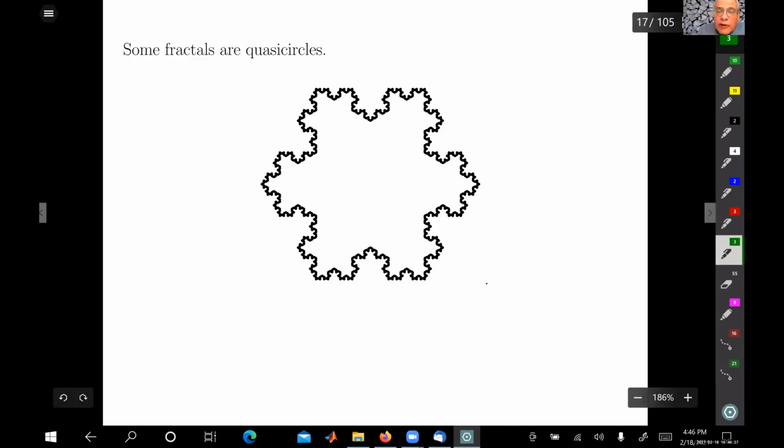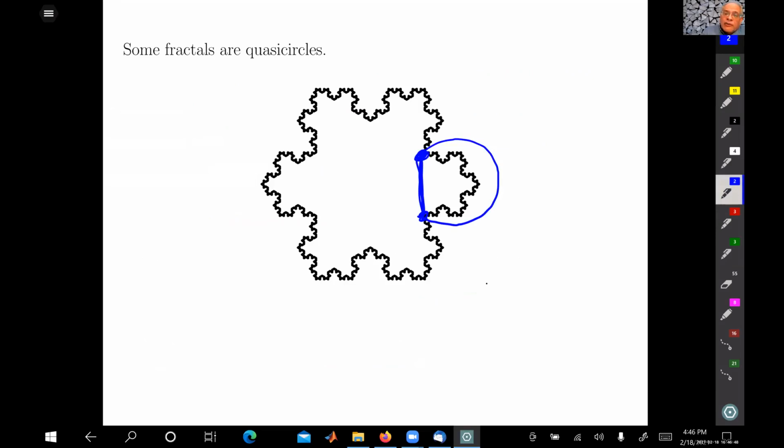It would be nice to have a test, something we could check to see if it works or not. For example, is this a quasi-circle? Well, it doesn't look smooth. It's the von Koch snowflake, but it does turn out that it is a quasi-circle. The reason I know this is because if I take two points on here, I can measure the distance between them straight, and then see how big is the arc that connects them. I notice the diameter of this arc is only a constant times bigger than this one. And that's the geometric characterization of quasi-circle.